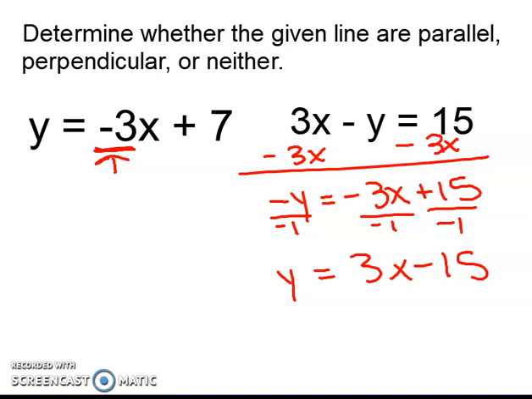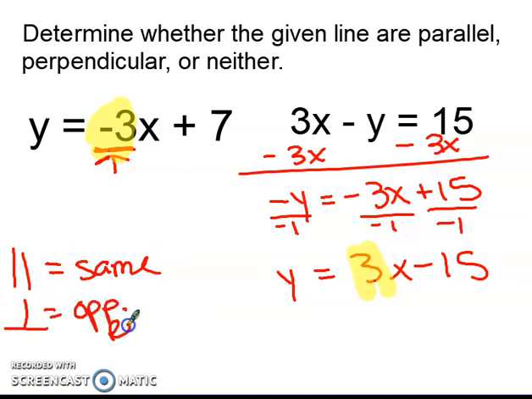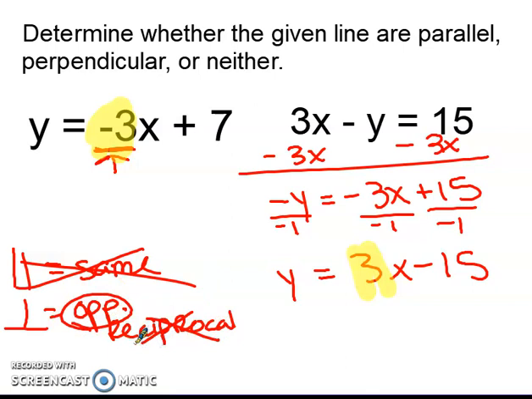Well, if I look at my two slopes, I have -3 and I have +3. The thing to keep in mind, parallel slopes are the same. Perpendicular slopes are the opposite reciprocal. So in this case, I have -3 and I have +3. They're definitely not the same. But if I look at perpendicular, they are the opposite, but they're not the reciprocal. Even though they're opposite, it's not perpendicular because it has to be both opposite and reciprocal. So in this case, they are neither parallel nor perpendicular.